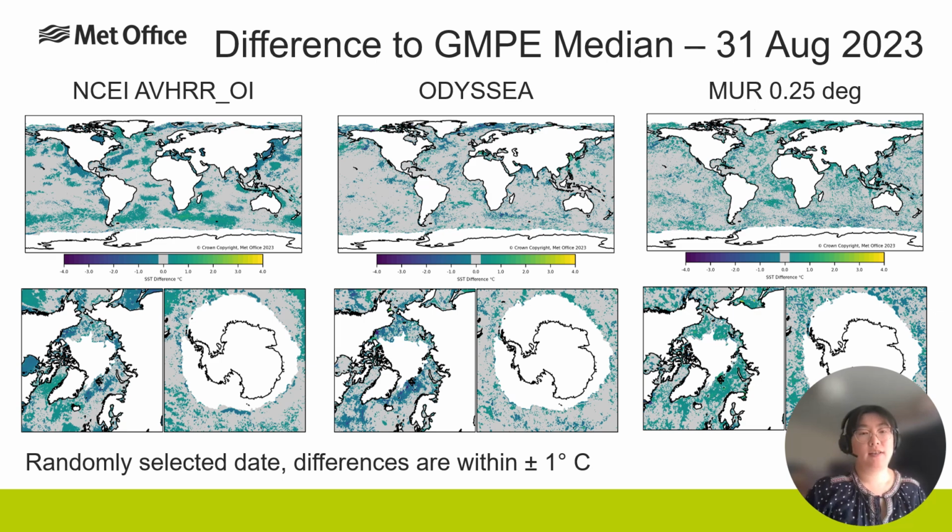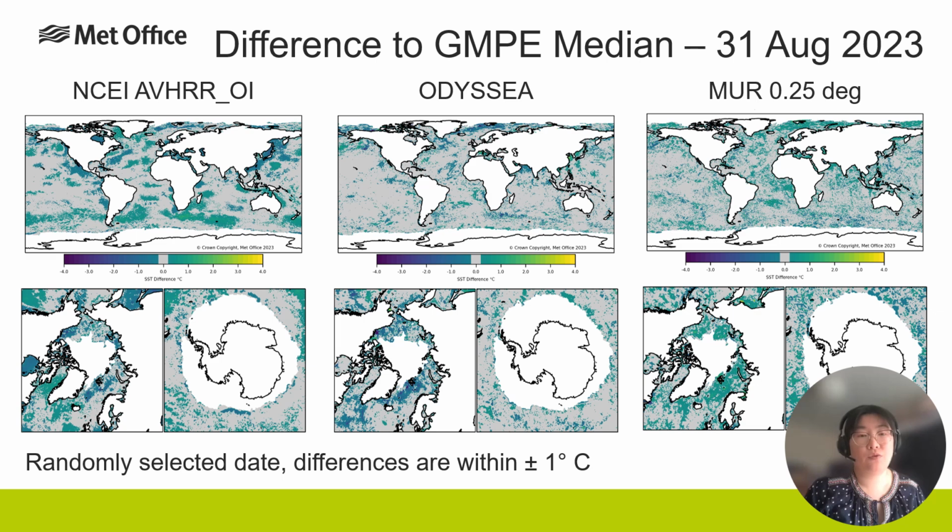These following 3 slides will be exactly the same as the previous 3, but just for a different time period. And this time is for the 31st of August 2023. And again, from left to right, you have the AVHRR OI, ODYSSEA, and the MER 0.25 degree. And again, in terms of the pattern, for the anomaly to GMPE medium, AVHRR OI appears to be slightly more different to the other 2, where the difference seems to be more patchy, bigger chunks in one region, while the other 2 are more dotted around the globe.